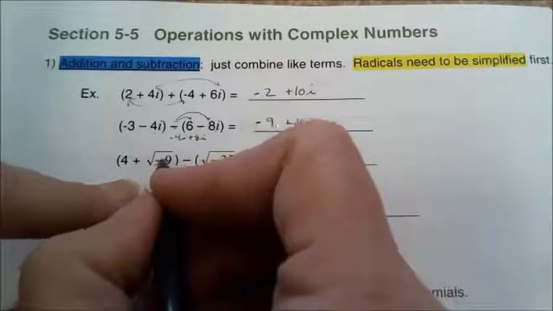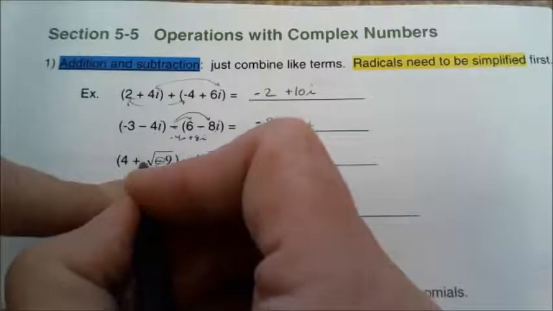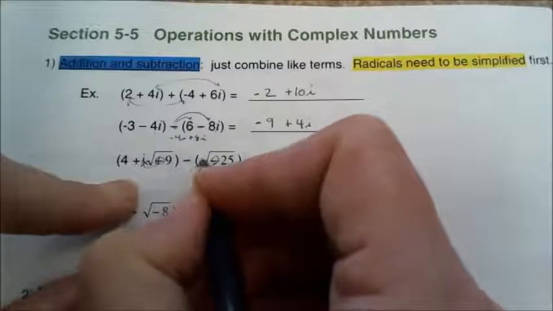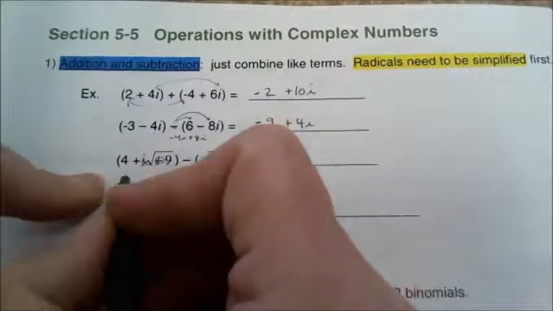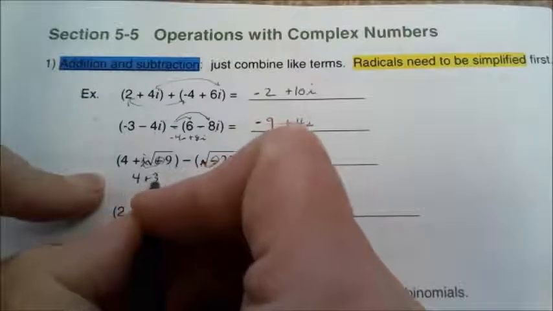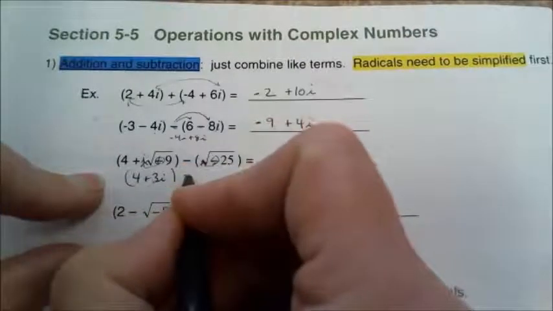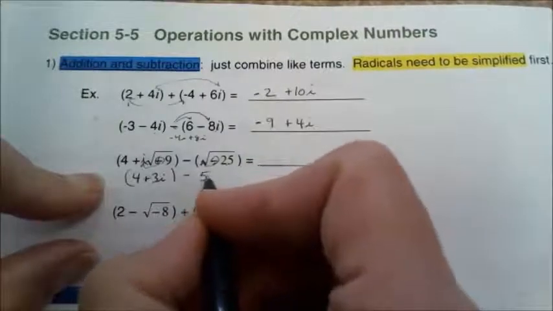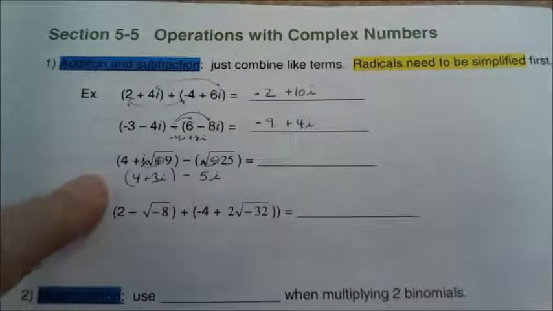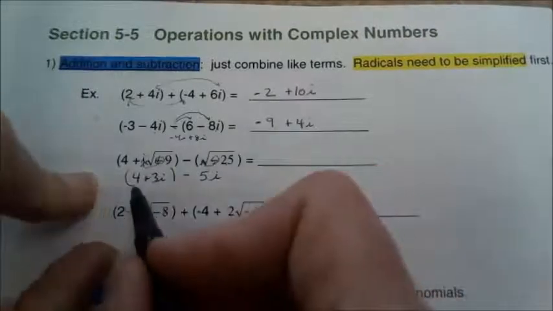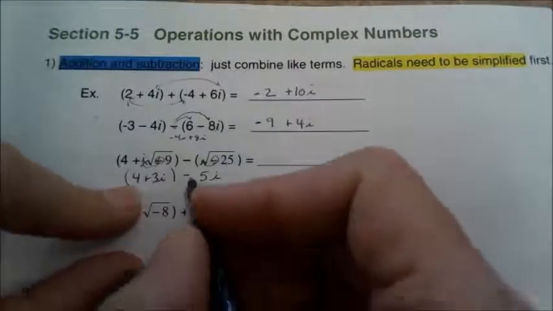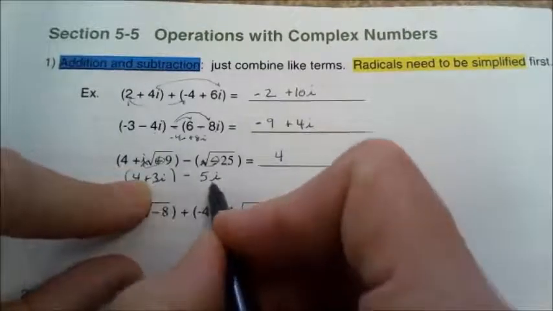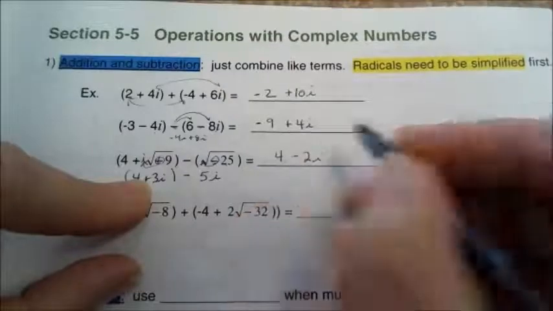If you have a radical like the square root of negative 9, remember that is becoming an i on the outside. The square root of 9 is 3, so this is just 4 plus 3i. And you're going to subtract from that the square root of 25, which is 5, so that just becomes a 5i. So what you're going to do is, well, 4 doesn't have anything to subtract from over there, so it's just going to become a 4. And 3i minus 5i is negative 2i.